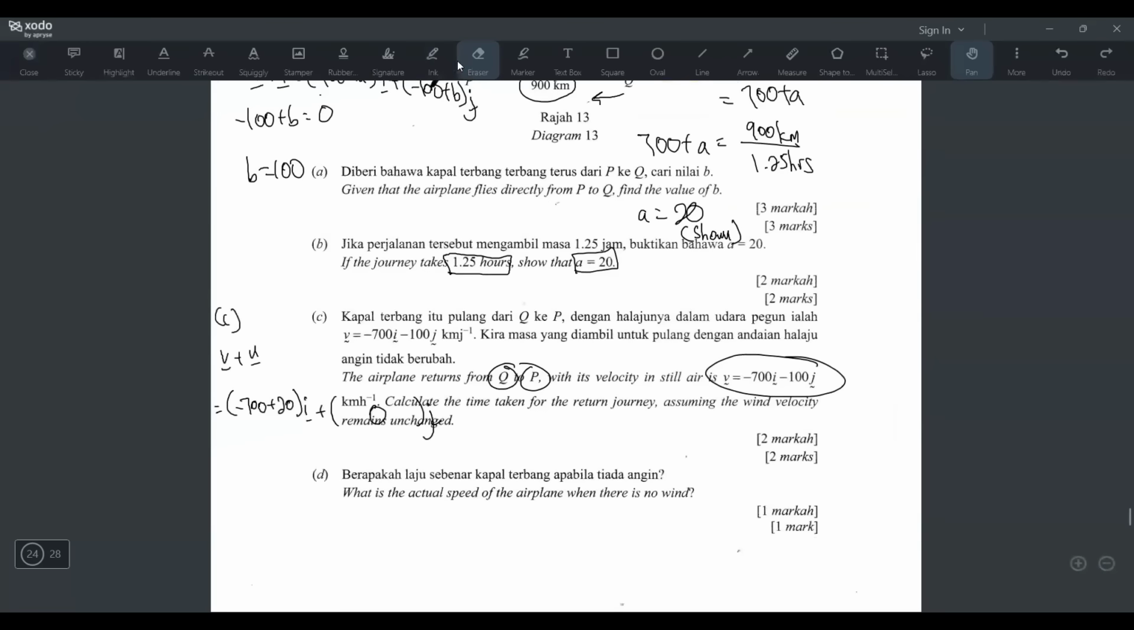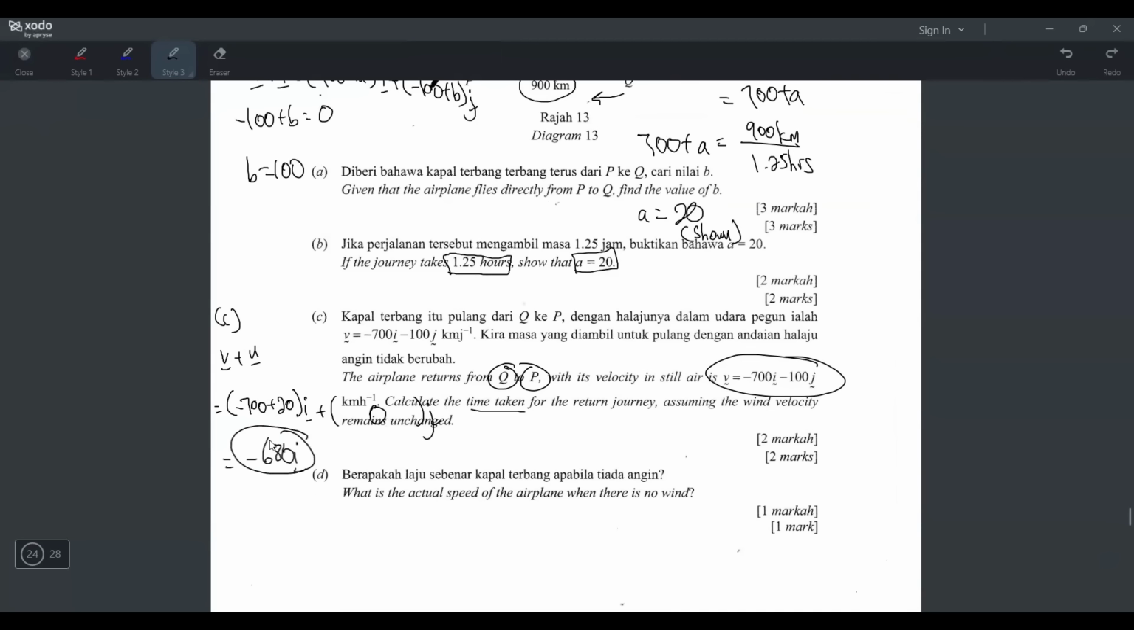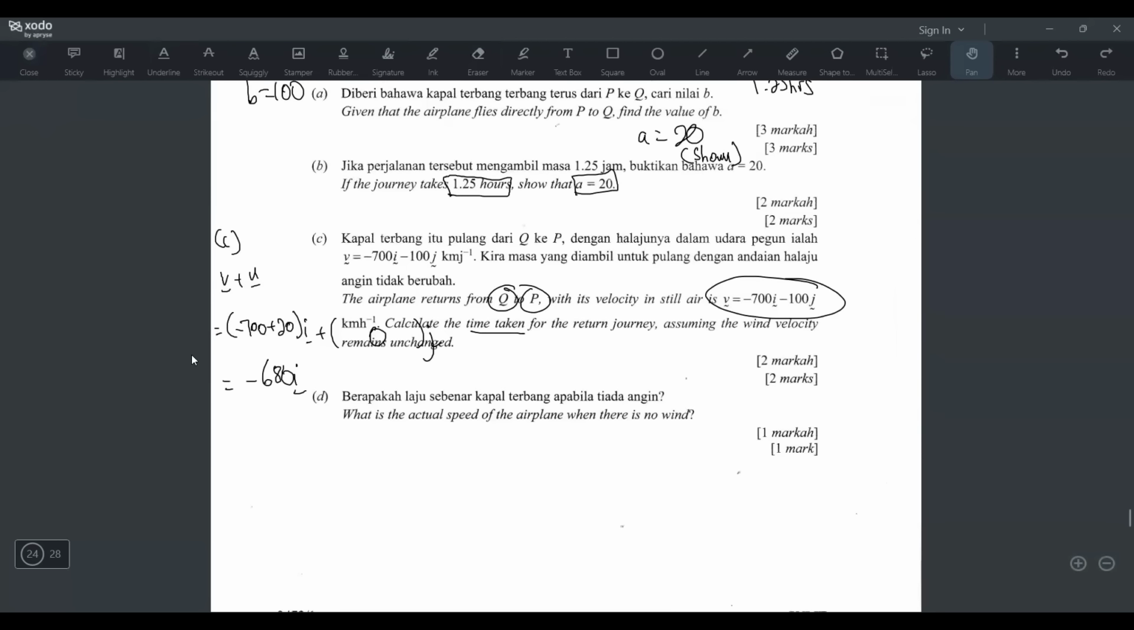So you get negative 680I here, and the 0J is gone already. But we're not done yet. They asked to find the time taken. So to find the time, this one is the speed, and the distance will be 900. So you have to use the formula again: speed equals distance over time. But you need to have the distance and speed if you want to find the time. The distance is confirmed 900 km, but for the speed, you have to find the magnitude of this.